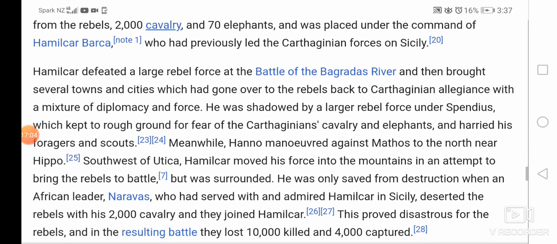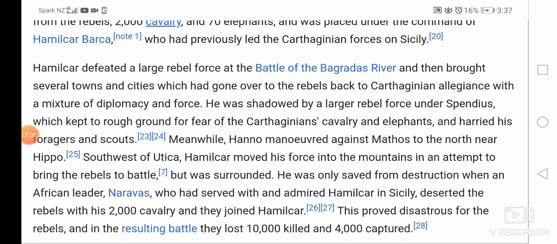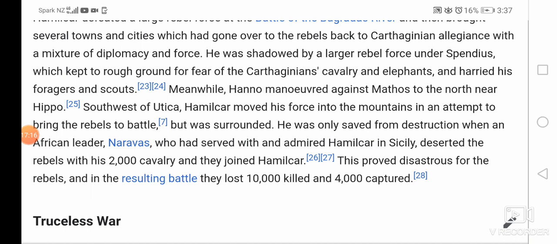Hamilcar defeated a large rebel force at the Battle of the Bagradus River, and then brought several towns and cities which had gone over to the rebels back to Carthaginian allegiance with a mixture of diplomacy and force. He was shadowed by a large rebel force under Spendius, which kept to rough ground for fear of the Carthaginians' cavalry and elephants, and harried his foragers and scouts. Meanwhile, Hanno manoeuvred against Mathos to the north near Hippo.